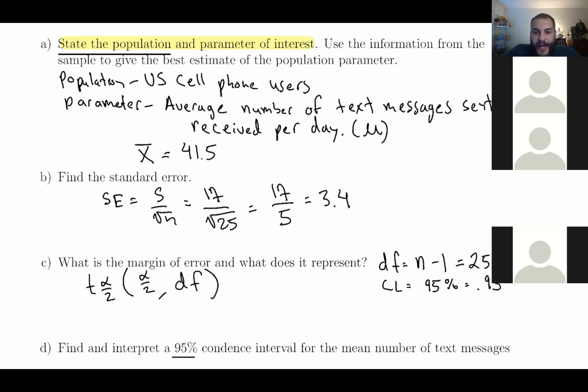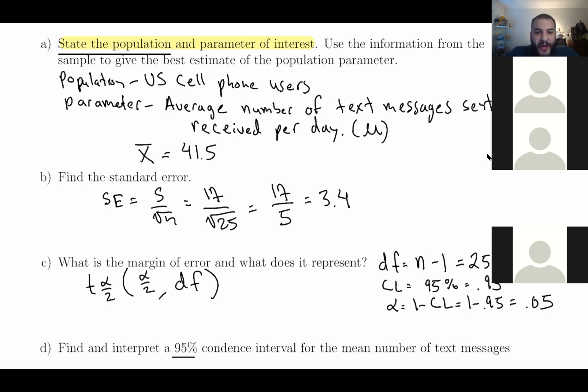So what I'm going to do next, I'm going to go ahead and find alpha. The formula for alpha is 1 minus confidence level. So that means you do 1 minus 0.95. If you do 1 minus 0.95, you get 0.05. Everybody go for the 0.05.